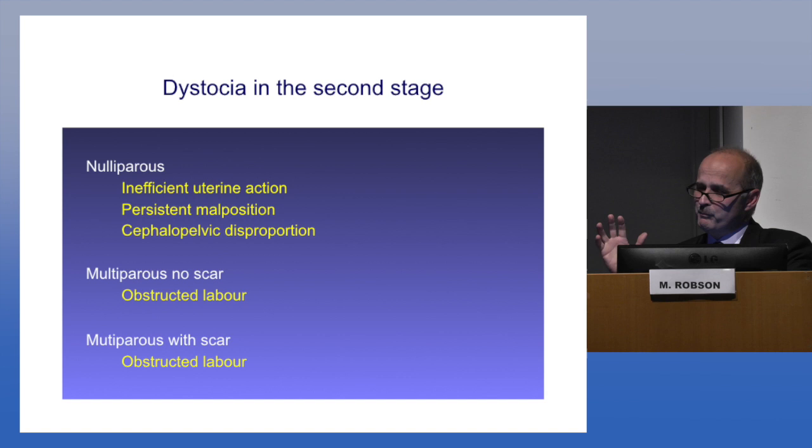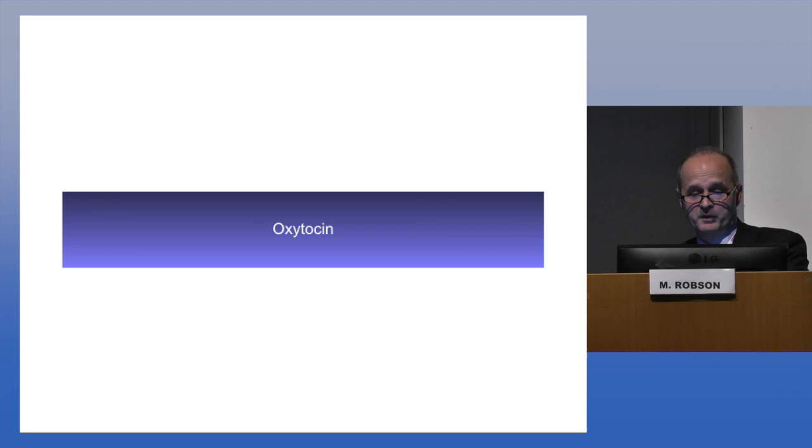Part of the purpose of having a philosophy on labor is not only a safe mother and baby, which is obviously paramount, but safe and easy decision-making for the midwife and for the doctor at the time. And that's one of the things that I think is becoming more and more important at the moment. So oxytocin, and I'm not going to go into the dose or whatever, will be used in nulliparous women, but not in multiparous women at fully.